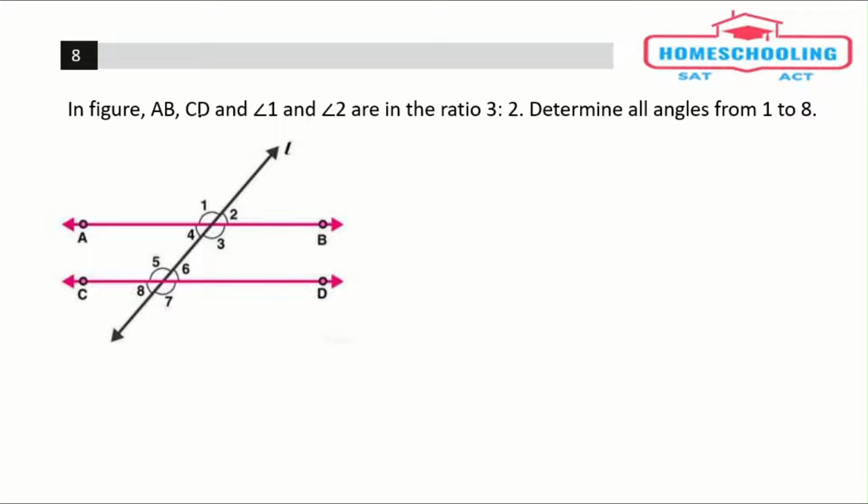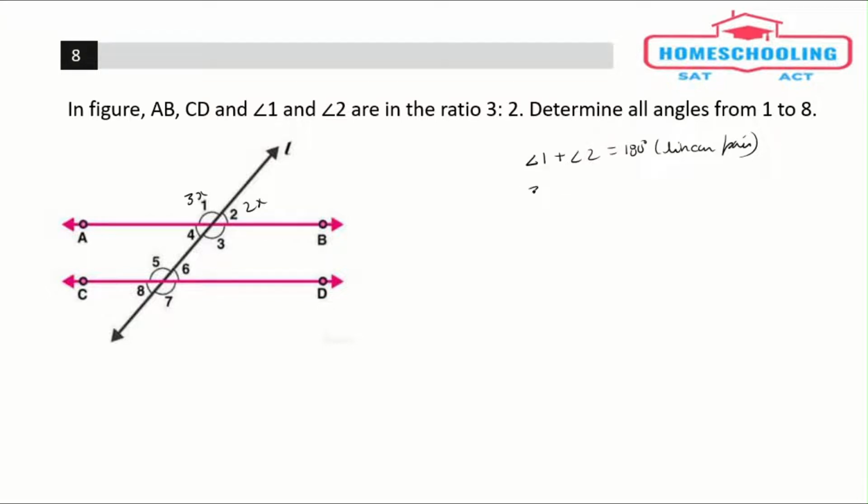In the figure, lines AB and CD are there, and there is one more line L. Angle 1 and angle 2 are in ratio 3:2. So we can take angle 1 as 3x and angle 2 as 2x. As we know, on line AB, these two angles form a linear pair. So angle 1 plus angle 2 would be 180 degrees because it is a linear pair.